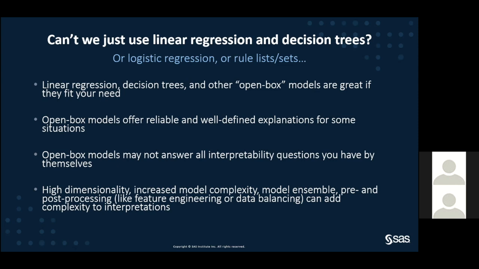For example, with transparency, you might be able to inspect every feature weight and every variable that is used, but it still doesn't tell you, is the model fair? Does it use features that are correlated with things that I don't want it to use? And also, high dimensionality, increased complexity, or if you want to ensemble some models, any kind of pre- and post-processing can add complexity to interpretations.